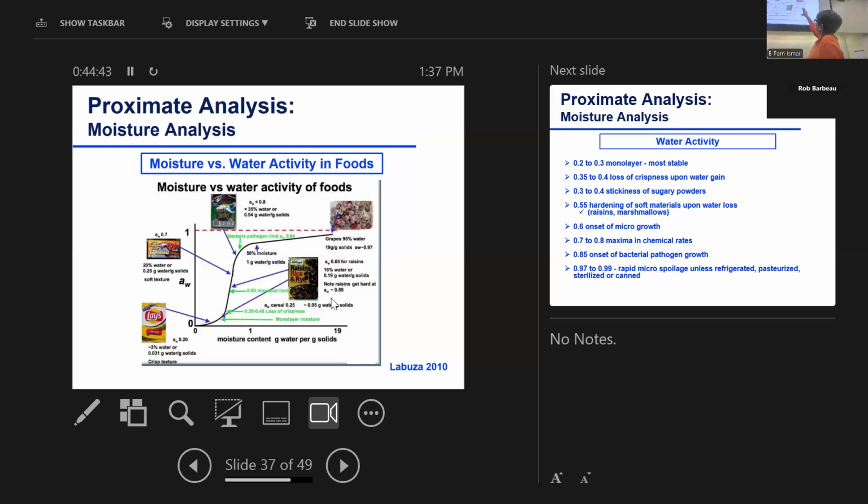It shows you a different moisture content. For example, when you have water on dry basis, so 1 gram of water per 1 gram of solid, that means you have a 50% moisture. It shows you where you have bacterial pathogen starting to grow. Down here at the monolayer for potato chips, above it we lose crispiness and so on. So it is just an image that you want to orient yourself with, for your own information, to see how changes in moisture and water activity impact the stability of the product.